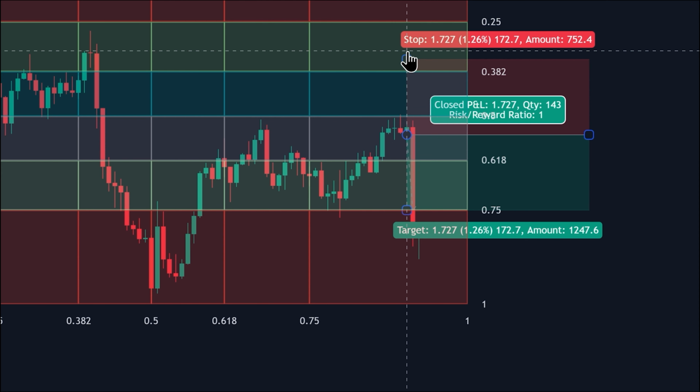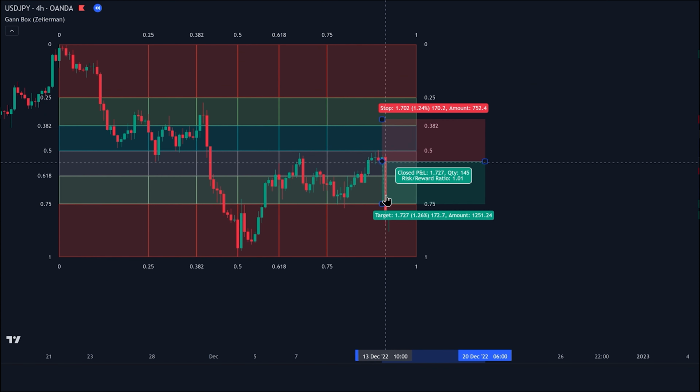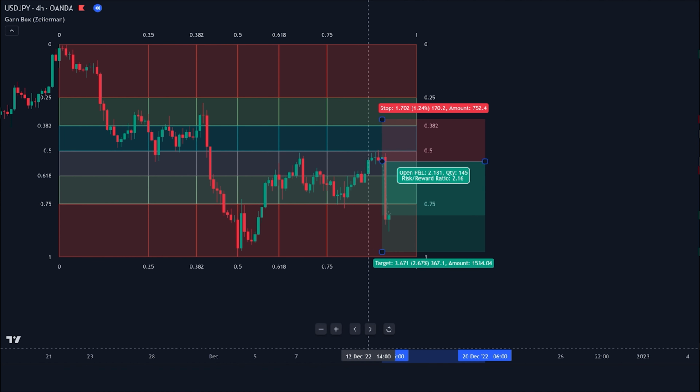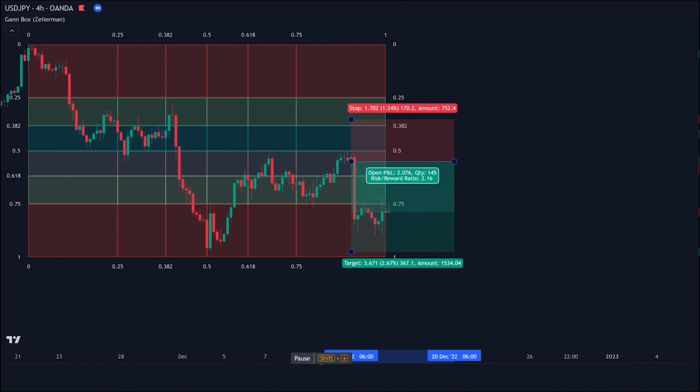Place the stop loss slightly above the most recent resistance level identified by the Gann box. Target a 2 times risk to reward ratio. Now let's see how the trade plays out.